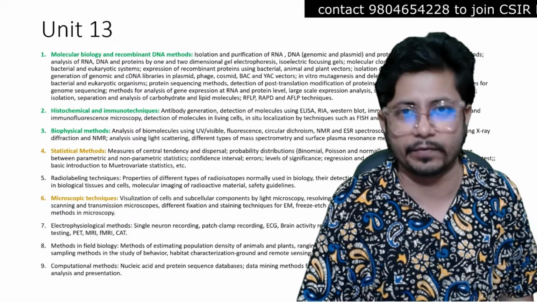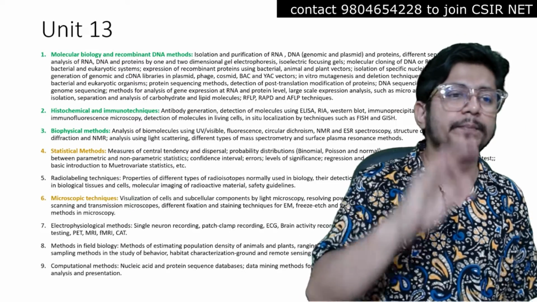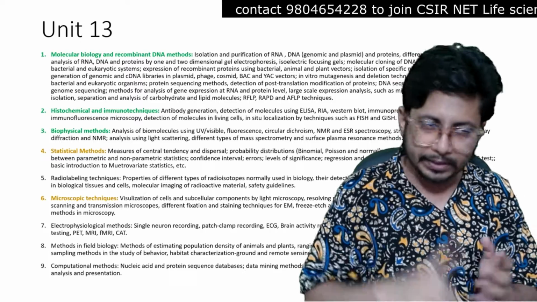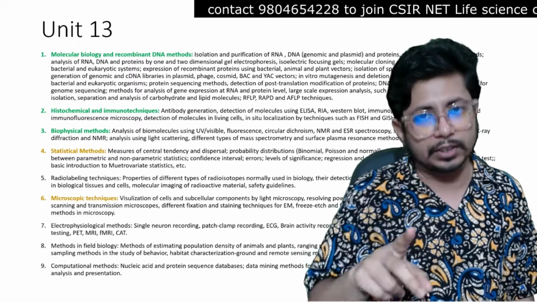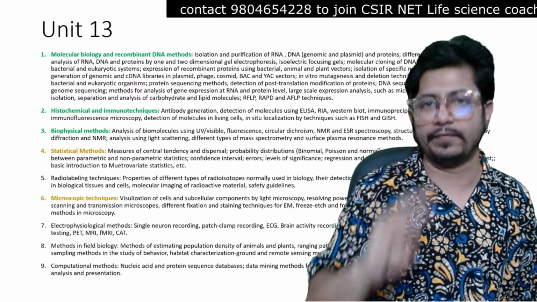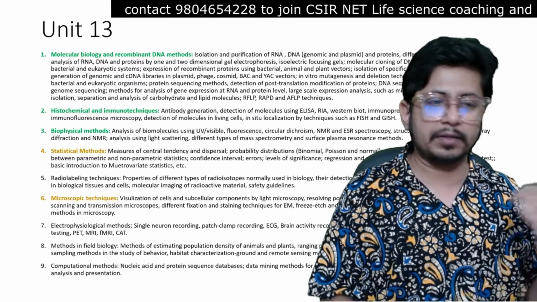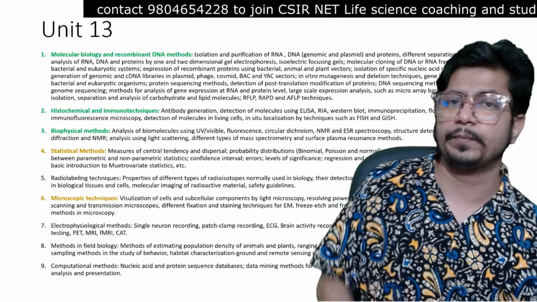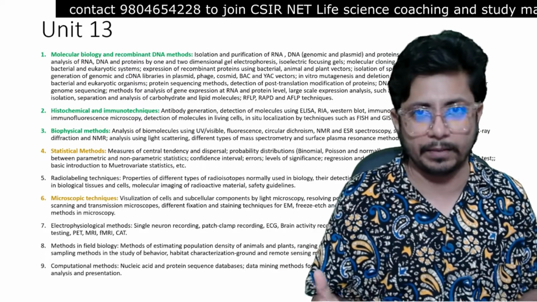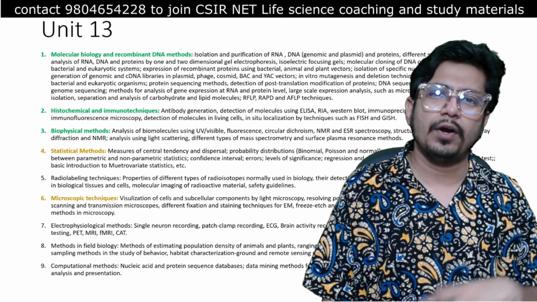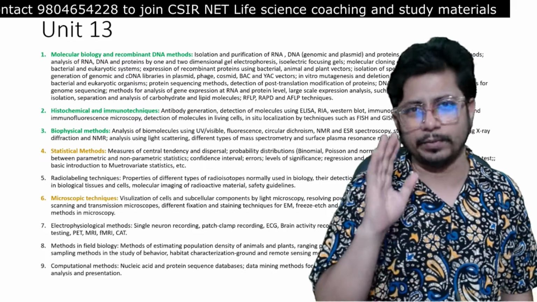There's no practical aspect of it that you need to remember, but remember the most important are the molecular biology and DNA sequencing methods, recombinant DNA methods, immunological techniques methods. Second and third one is the biophysical methods. All these 3 are very, very important, and the next would be microscopic techniques and statistical methods. So if you prepare these 5 separate kinds of methods and 5 different types of techniques, you are almost ready to answer most of the questions from unit 13.